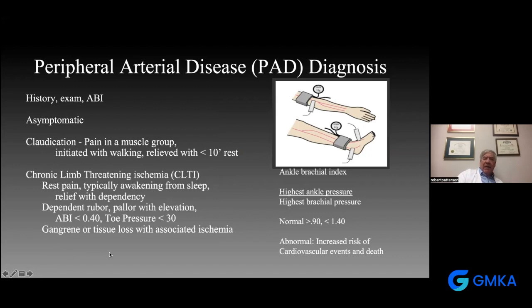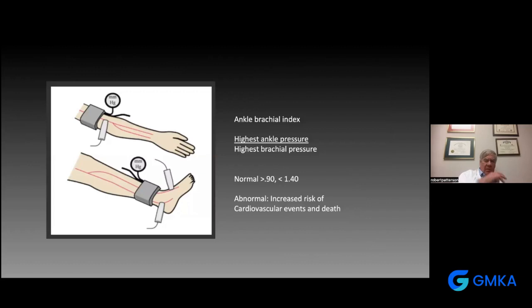So an ankle brachial index of less than 0.4 or a toe pressure of less than 30, where you do pressures with a cuff around the toe. Both of those are also associated with the more threatening chronic limb-threatening ischemia.